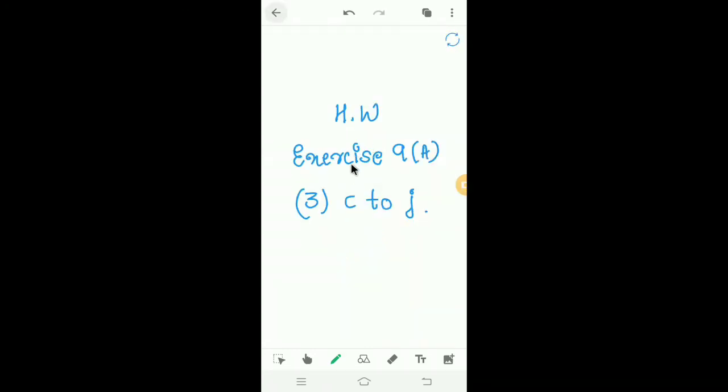Today's homework: solve exercise 9A, in that the third one, C to J, in your maths notes.